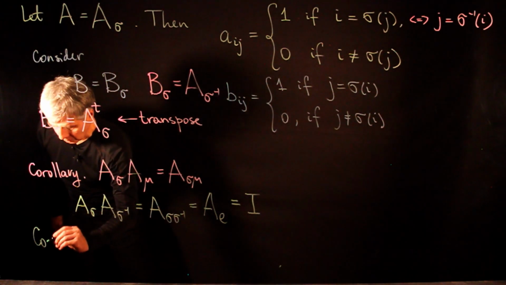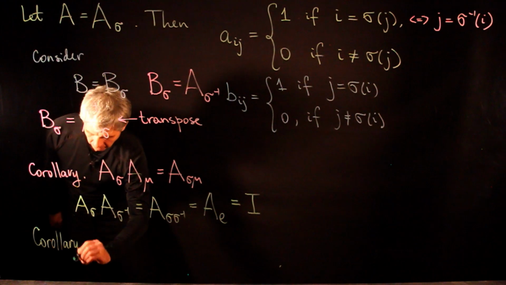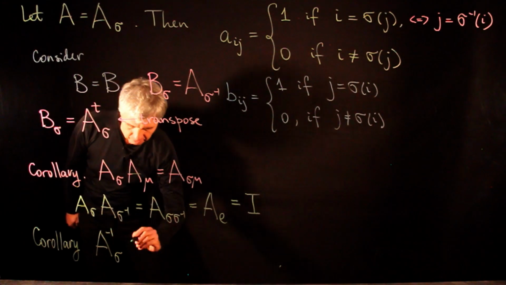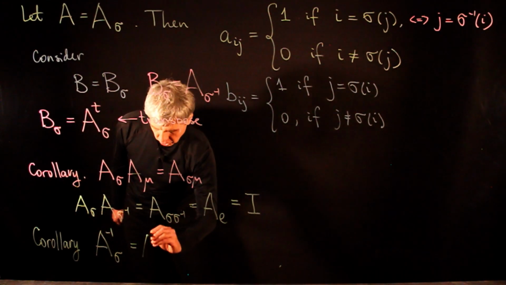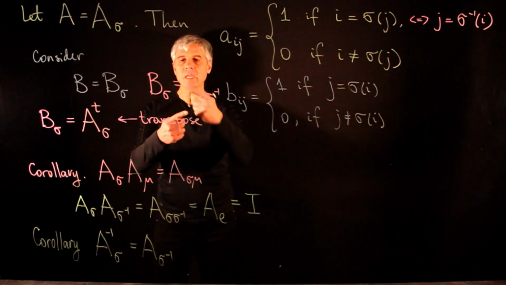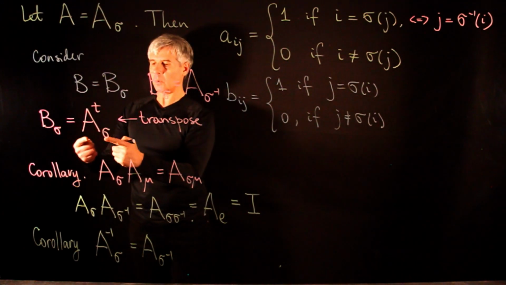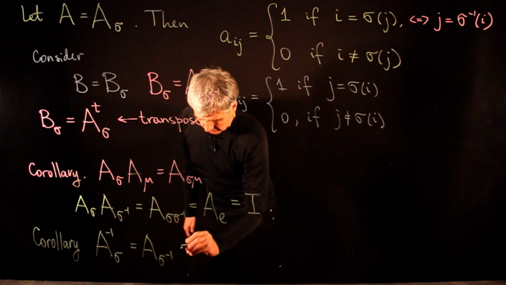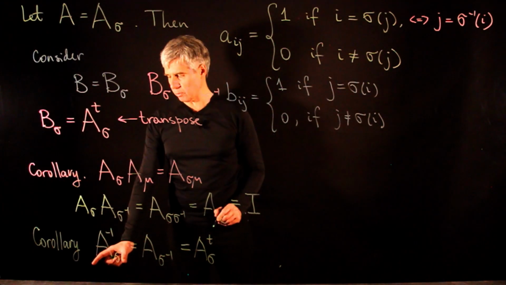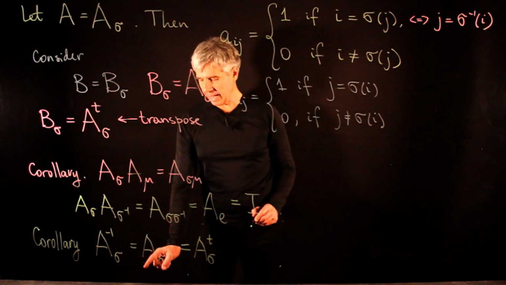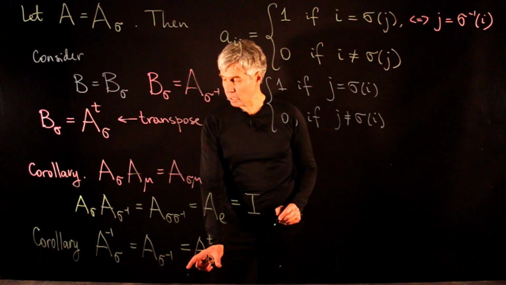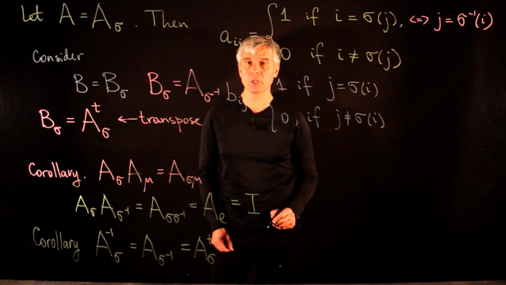And now we get the second corollary, that the inverse of the permutation matrix A sigma is equal to the permutation matrix A sigma inverse. But now A sigma inverse is equal to B sigma, which is also equal to A sigma transpose. And so what we get is the following corollary, that the inverse of a permutation matrix is the same as the permutation matrix that corresponds to the inverse permutation, and is also equal to the transpose of the original permutation matrix.